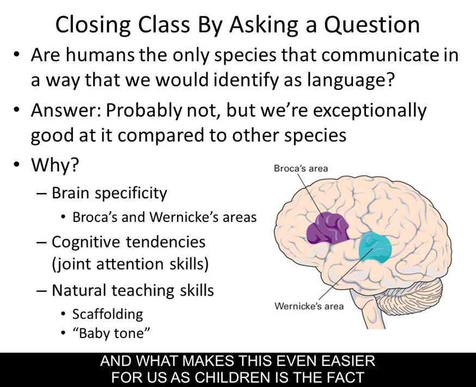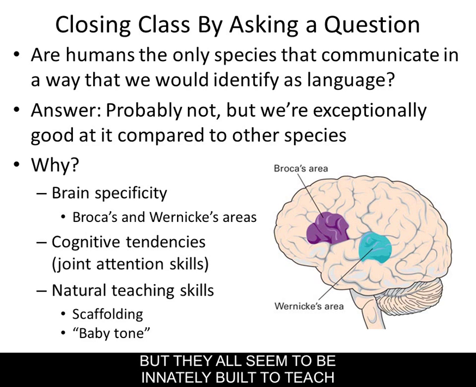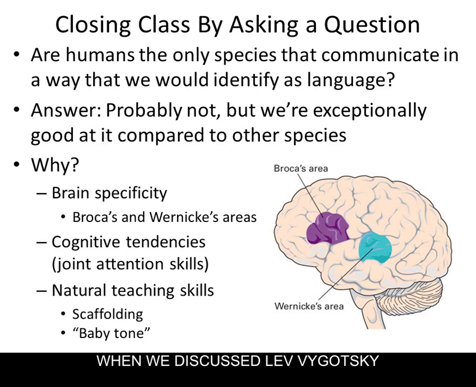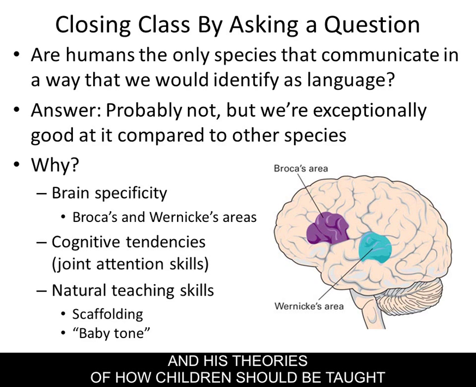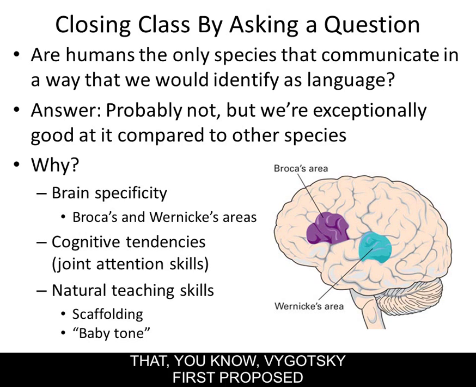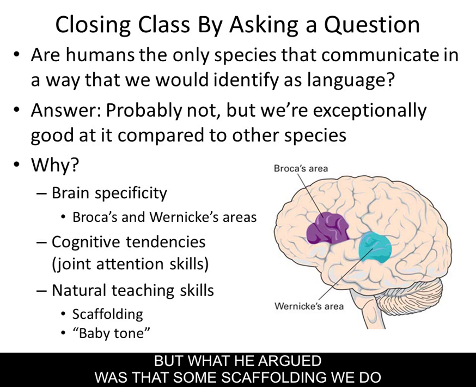And what makes this even easier for us as children is the fact that human beings tend to not only be innately built to learn specific things, but they also seem to be innately built to teach in very specific ways. So we talked about this idea of scaffolding three classes ago when we discussed Lev Vygotsky and his theories of how children should be taught to learn basic cognitive skills. Now, scaffolding is something that Vygotsky first proposed for all cognitive processes, but what he argued was that some scaffolding we do is actually natural.